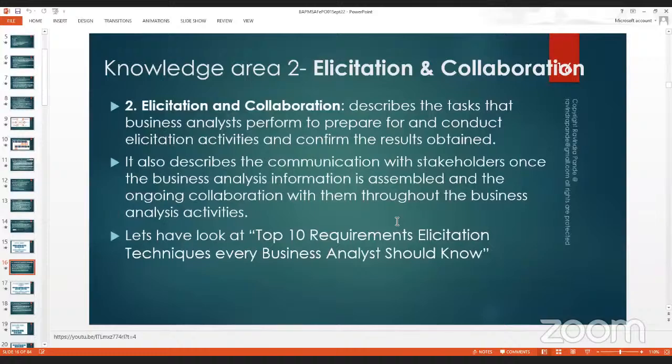Here we are talking about any and all activities and the sanctions and approvals we do for elicitation and collaboration. It means what type of requirements we are collecting, how we are collecting, and how we are getting them sanctioned. The process of it. And that's why it's an elicitation and collaboration process. It also describes the communication with the stakeholders once the business analysis information is assembled. They are talking about the approvals, the last minute additions to the given requirement list or a wish list.